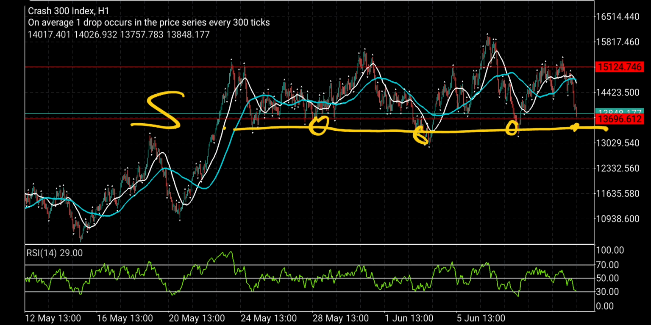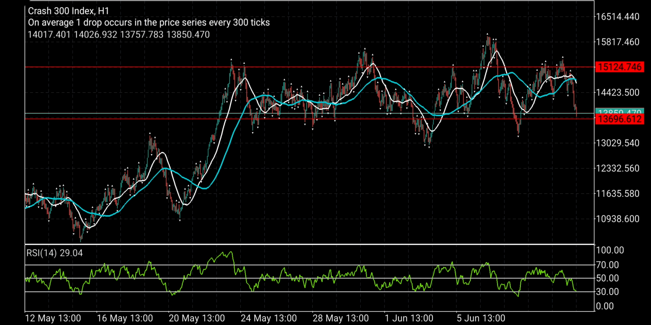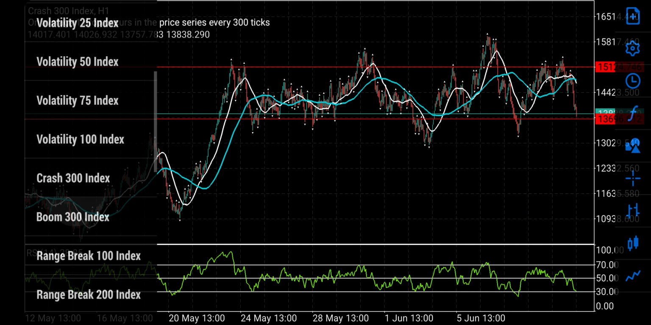Use a tight stop loss just in case the market breaks this support, because once it hits it so many times, that support is very weak already. The market can reverse. Use a tight stop loss so that when the market is reversing, you're not in the market watching it go all the way down and blow your account. So that's basically my analysis of the Crash 300. Let's see which other one we have to talk about.